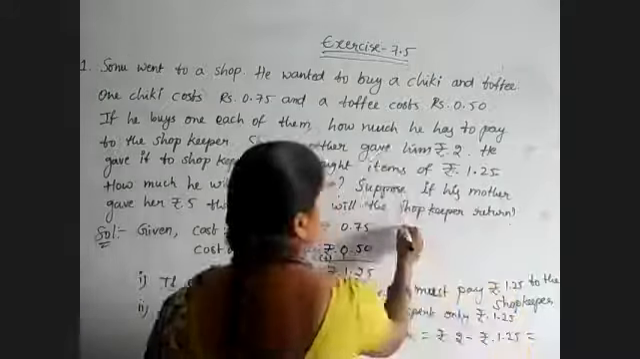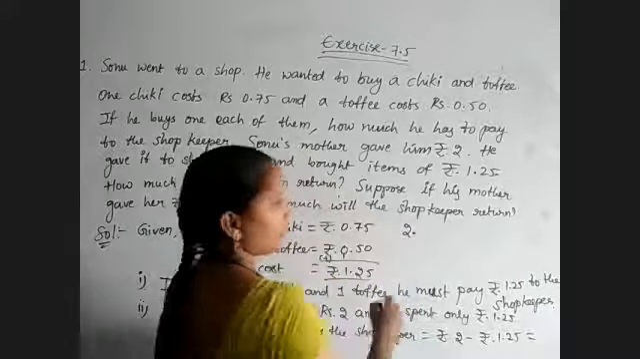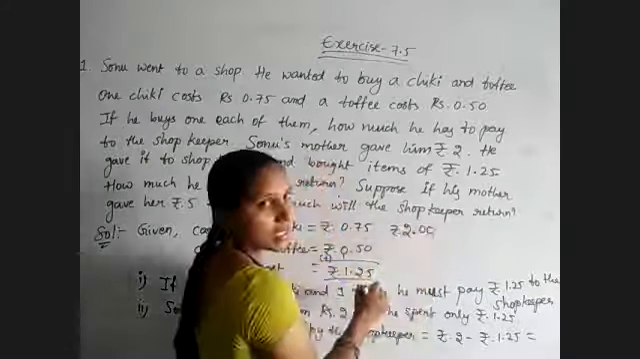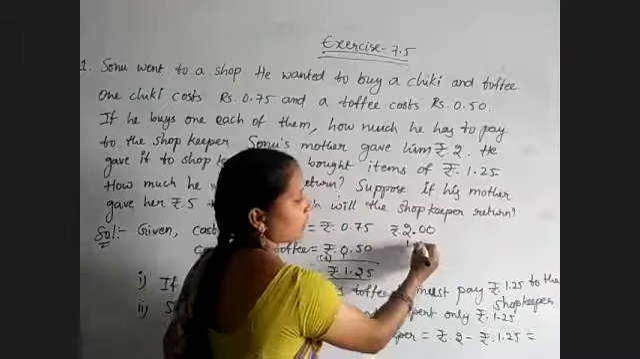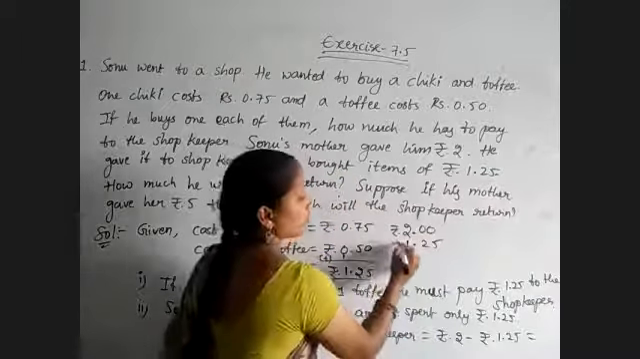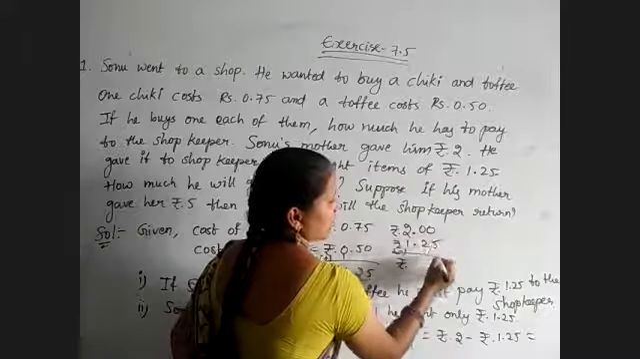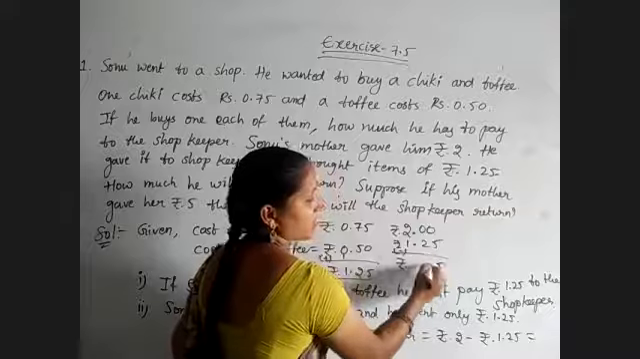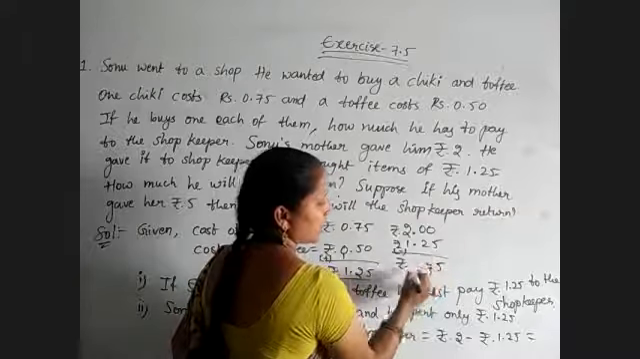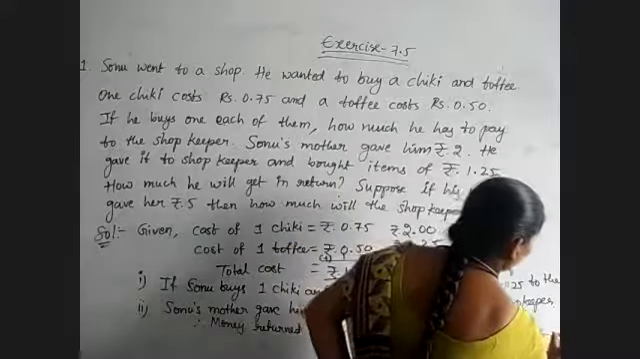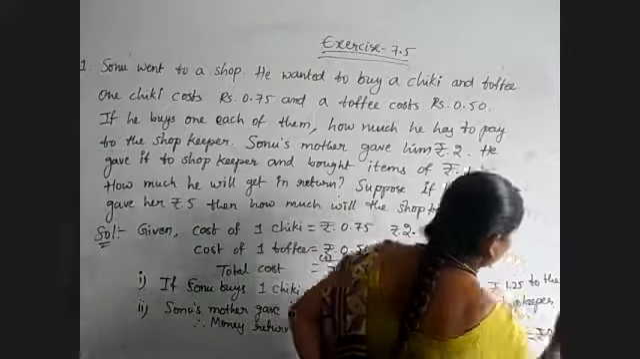Here 2 rupees doesn't have any decimal place, so we write it with decimal places as 2.00. Why? Because 1.25 has 2 decimal places. So it is the subtraction: 10 minus 5 is 5, 9 minus 2 is 7, 1 minus 1 is 0. You will get back 0.75 rupees.